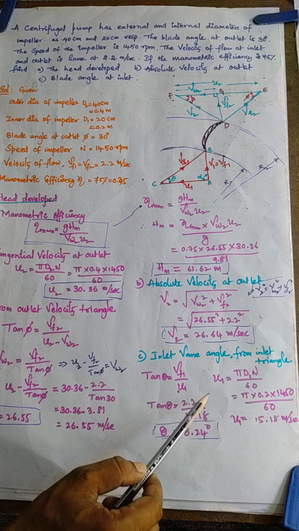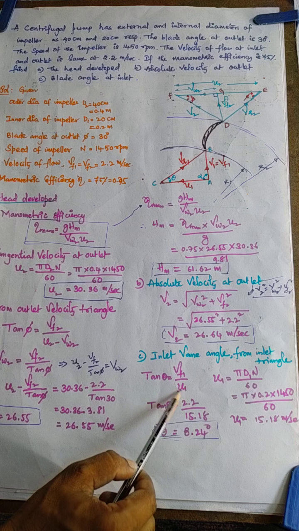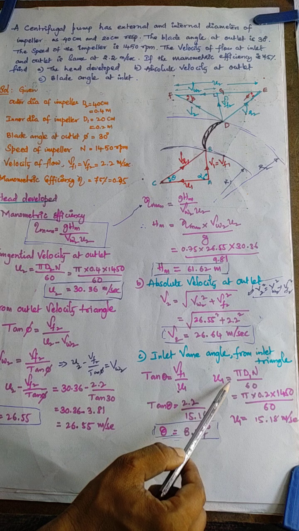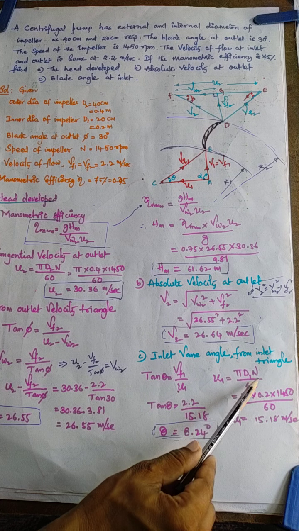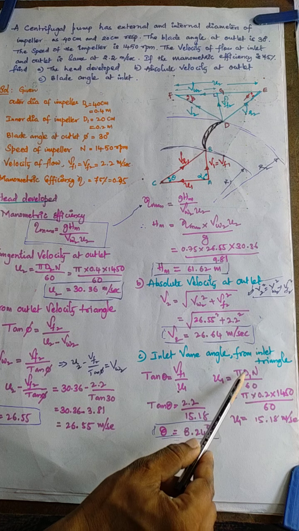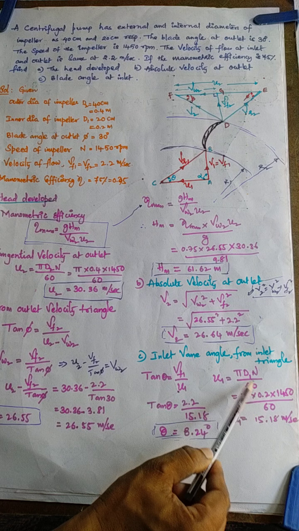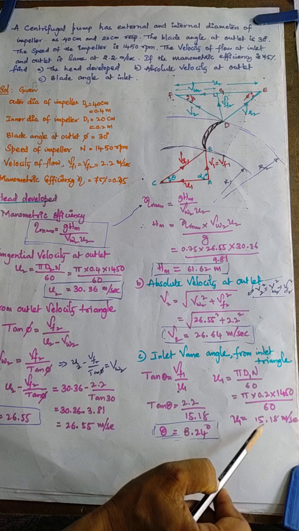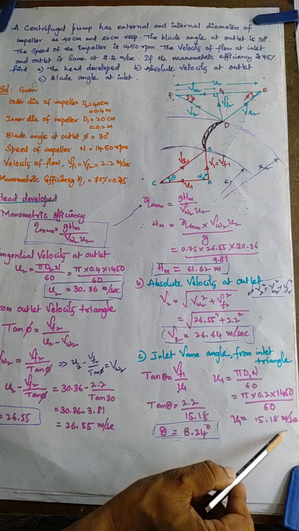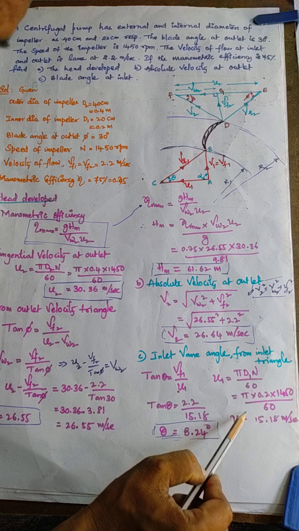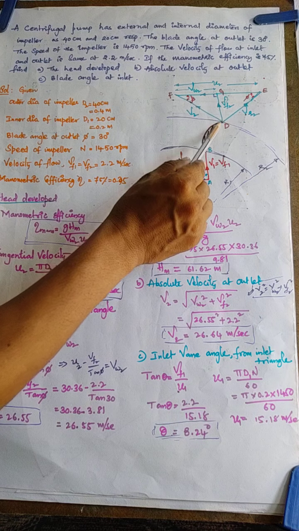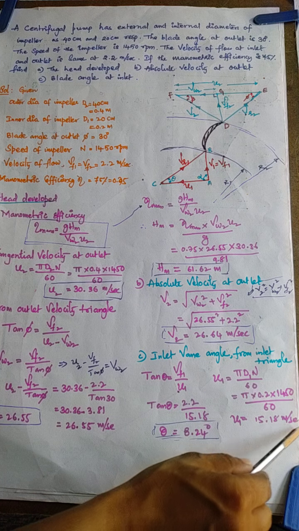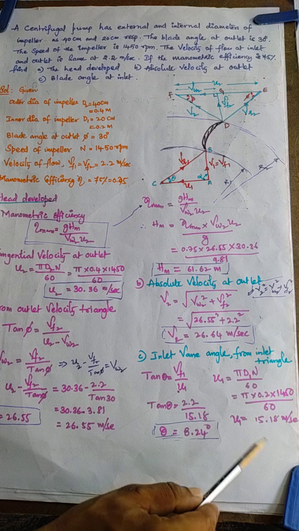The u1 value is unknown, so find the u1 value by using the formula u1 is equal to pi D N by 60. Substitute the D value and N value. The D1 value is given as 0.2 and the N value is 1450 by 60. You will get the u1 value 15.18 meter per second. That is the velocity of the blade at inlet, the impeller blade velocity, 15.18.